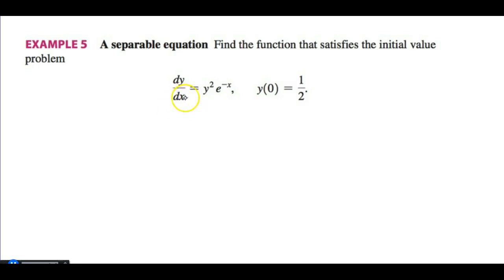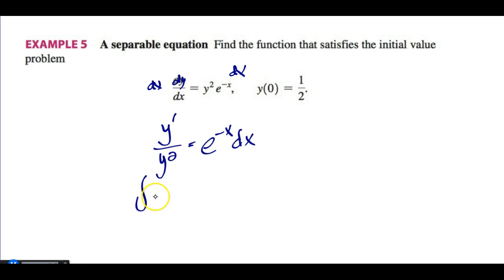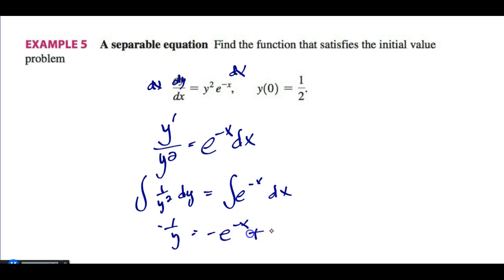Example number 5, again, separation of variables. We're going to throw all the x's on the same side, so I'll multiply both sides by dx, and then I'll divide by y squared. So dy, which I'll write as the derivative of y, or y prime, over y squared is equal to e to the x dx. Then I'm going to integrate: the integral of 1 over y squared dy, or you could write it as y prime, is e to the negative x dx. So I'll integrate this. Negative 1 over y is equal to negative e to the negative x plus c.